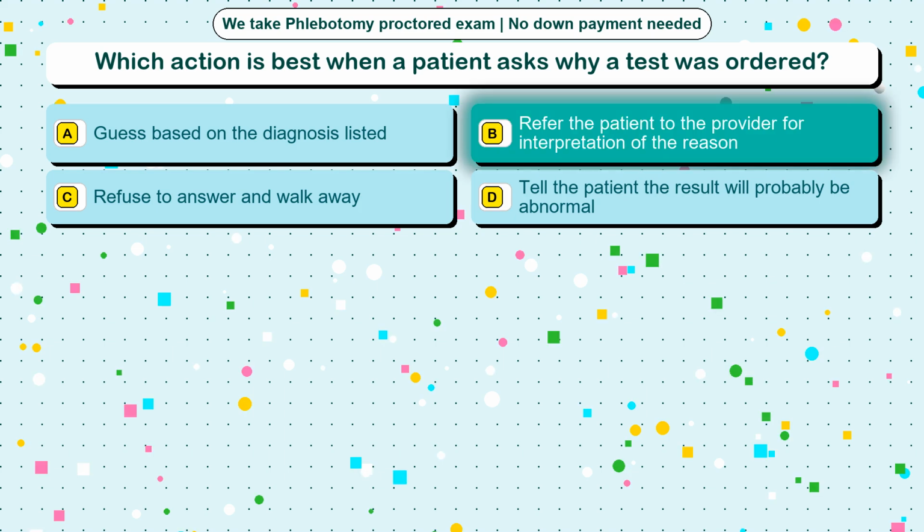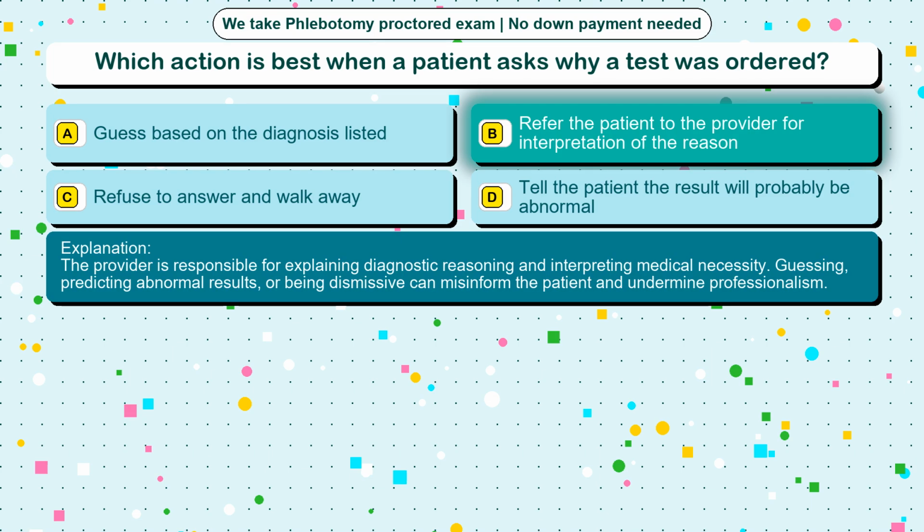The correct answer is option B, refer the patient to the provider for interpretation of the reason. The provider is responsible for explaining diagnostic reasoning and interpreting medical necessity. Guessing, predicting abnormal results, or being dismissive can misinform the patient and undermine professionalism.